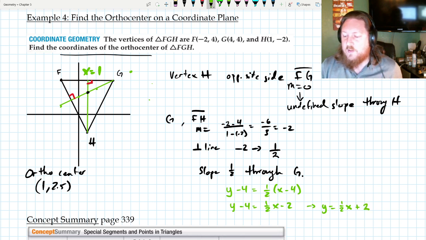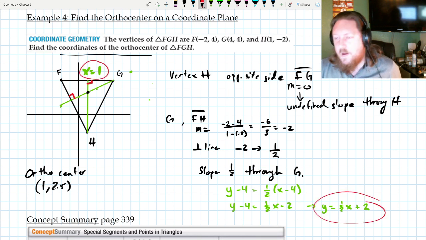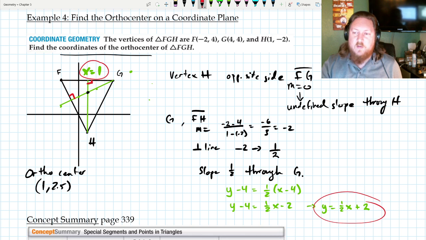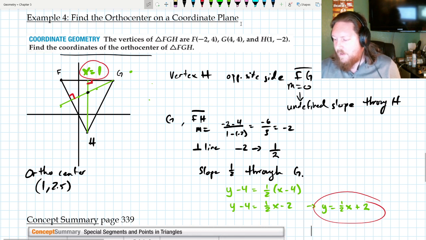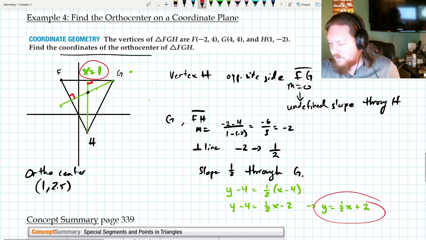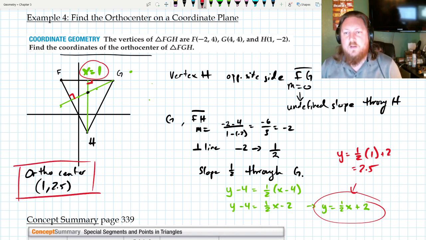And now all I have to do is take those two equations and see where they intersect. Thankfully, because I have a vertical, it's easier to do, and I don't have to do substitution or elimination or any of that kind of stuff. All I have to do is plug in 1 into this function here. y equals 1/2 times 1 plus 2, and look at that, it's 2.5. So this is our orthocenter.